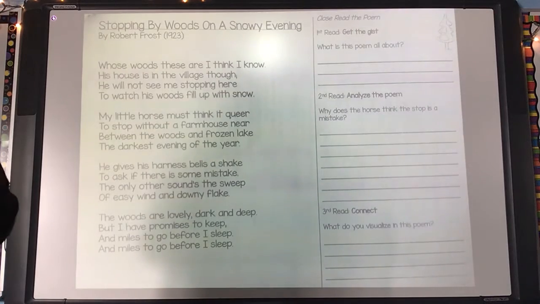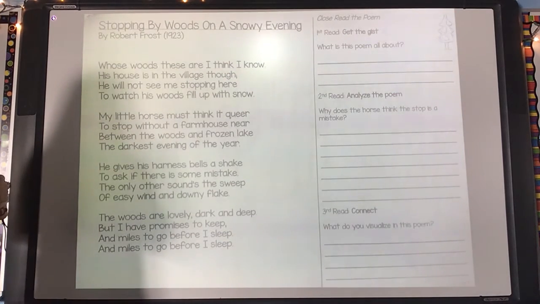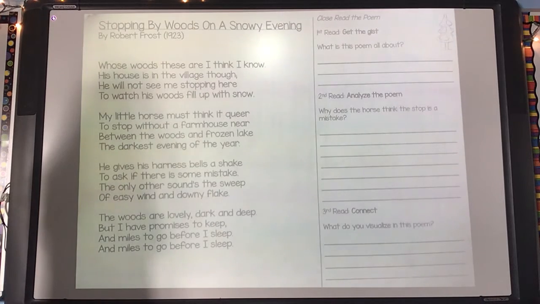Whose woods these are, I think I know. His house is in the village, though. He will not see me stopping here to watch his woods fill up with snow. My little horse must think it queer to stop without a farmhouse near, between the woods and frozen lake, the darkest evening of the year. He gives his harness bells a shake to ask if there is some mistake. The only other sounds the sweep of easy wind and downy flake. The woods are lovely, dark, and deep, but I have promises to keep, and miles to go before I sleep, and miles to go before I sleep.